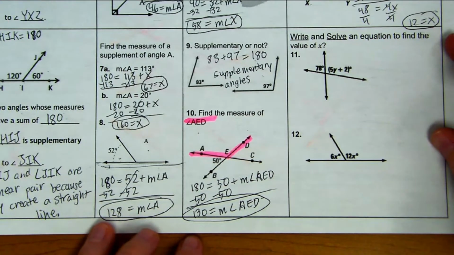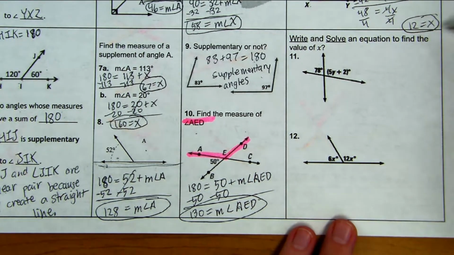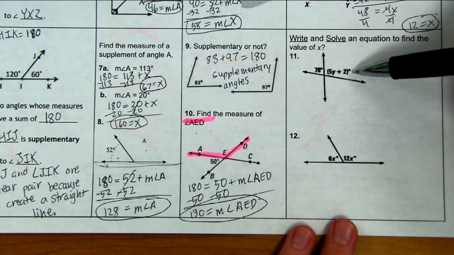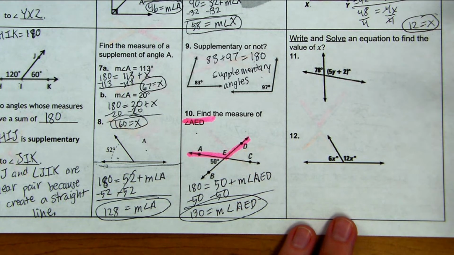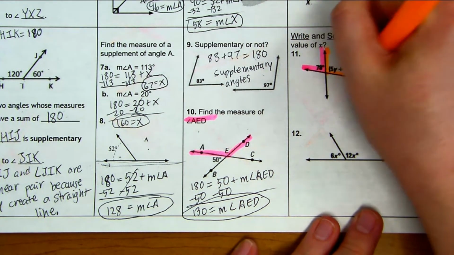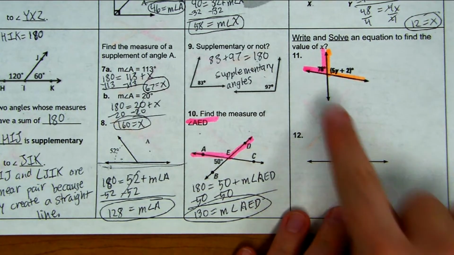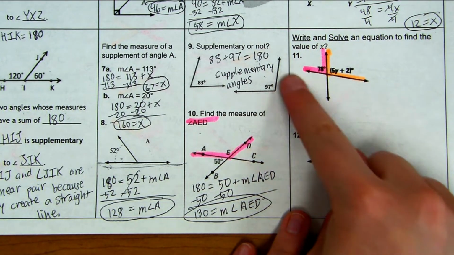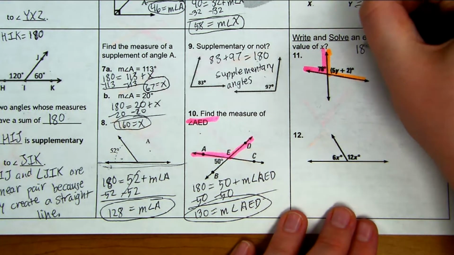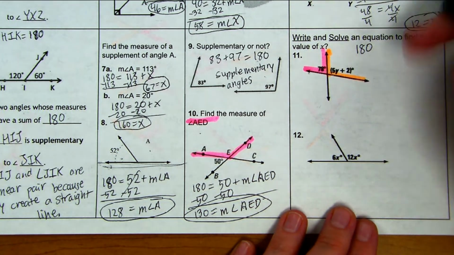Lastly, over here, we're asked to write and solve an equation to find the value of our variable. For this first problem, there is no x, but we do have a variable for y. Well, again, if we're looking at this, I can see that my 78-degree angle here and this 5y plus 2 together create a straight line. So that means they have to be supplementary to each other. So we can write an equation, because if we add those angles together, they have to equal 180 degrees.